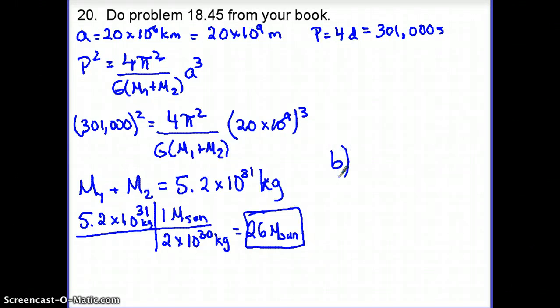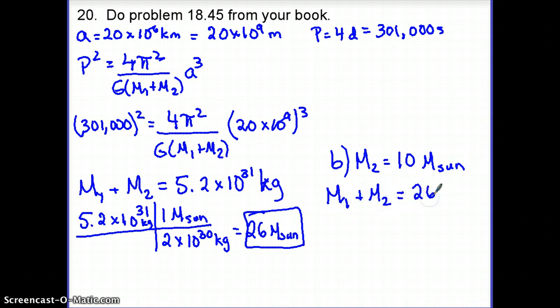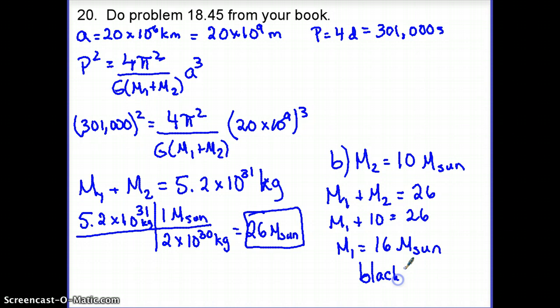And it tells us that the main sequence star has a mass of 10 times the mass of the sun. So let's just call that M2. And we know that M1 plus M2 equals 26. So that means that M1 is 16 times the mass of the sun. If that's its mass, that is definitely big enough to be a black hole.